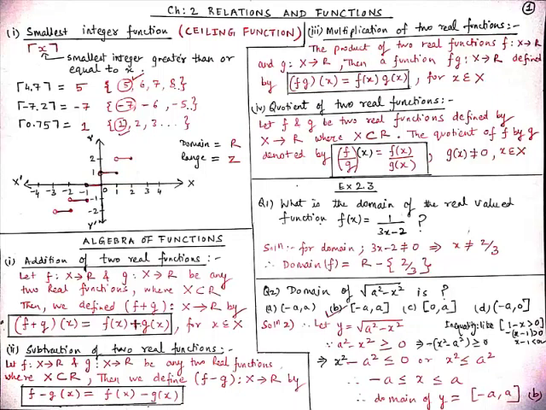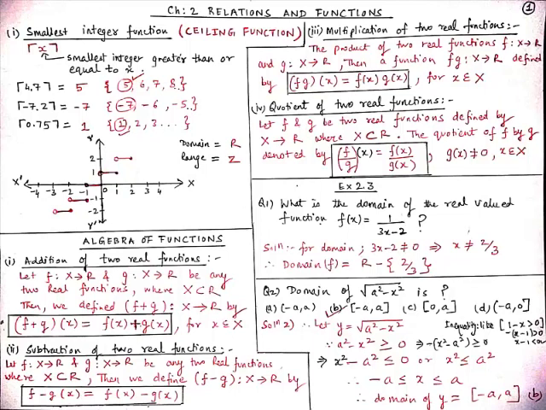And now our third operation is multiplication of two real functions. The product of two real functions f from X to R and g from X to R is a function fg from X to R defined by (fg)(x), which is equal to f(x) into g(x) for x belongs to capital X.